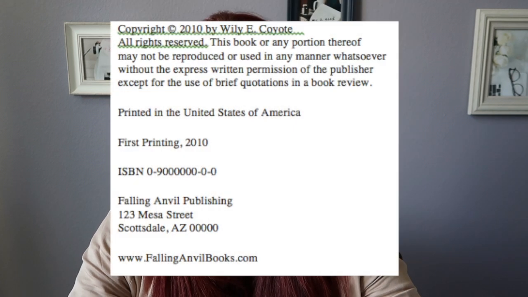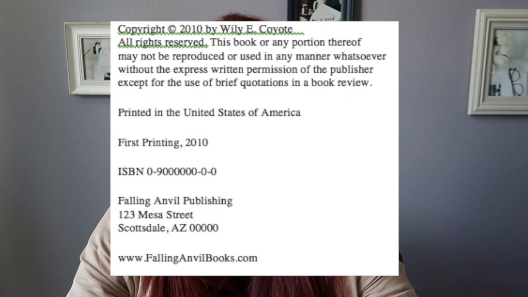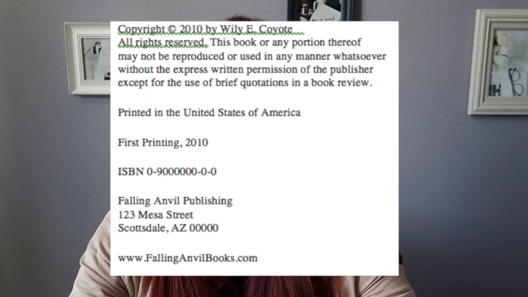And then we can look at the short version, which says copyright with the C symbol, the year it was published, by the name of the author. This just says all rights reserved. This book or any portion thereof may not be reproduced or used in any manner whatsoever without the express written permission of the publisher, except for the use of brief quotations in a book review. Then it just says printed in the United States of America, first printing and the year, the ISBN, the name of the publishing company and the address, as well as the website to that publishing company.